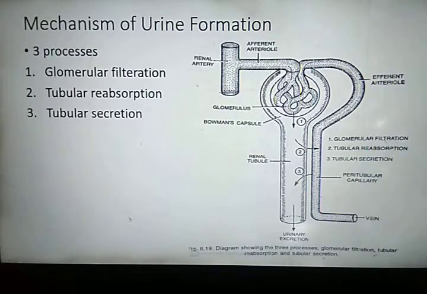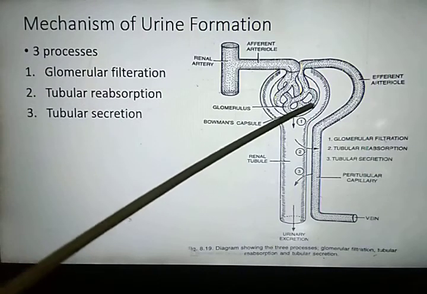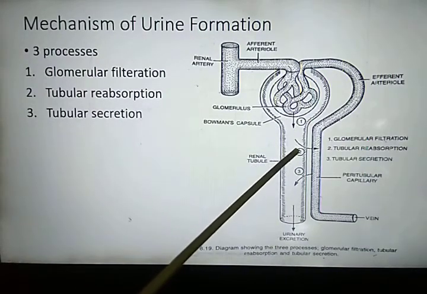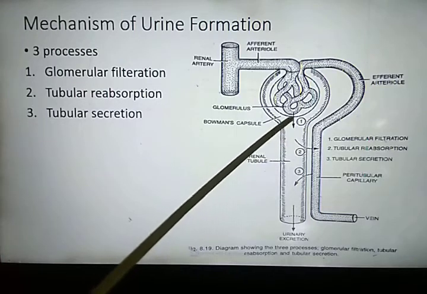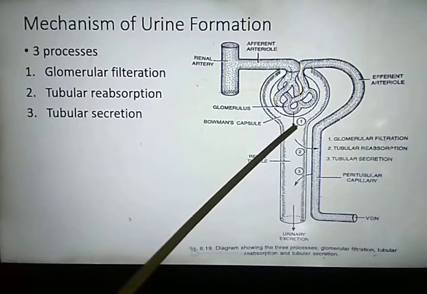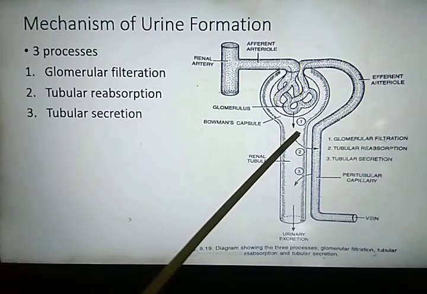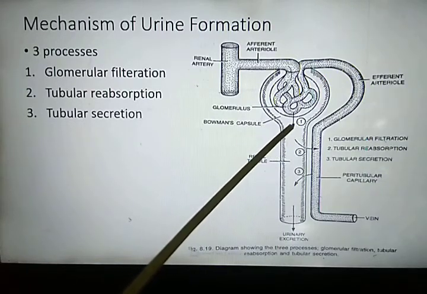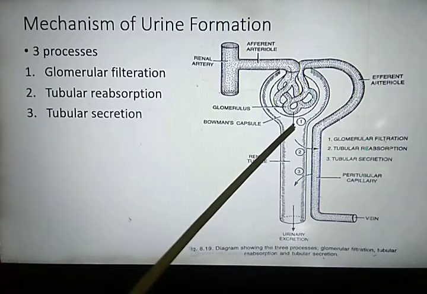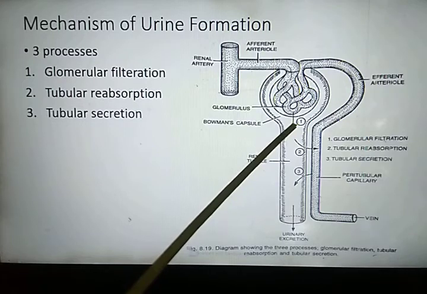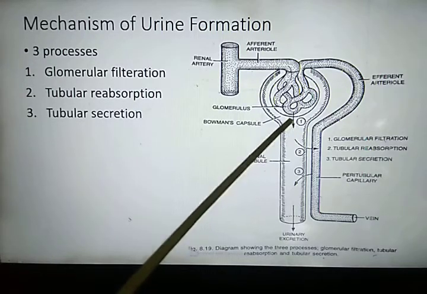The amount of filtrate formed by the kidneys per minute, I repeat, the amount of filtrate formed by the kidney per minute is called glomerular filtration rate, GFR. So the amount of filtrate which is formed by the kidney in 1 minute is known as glomerular filtration rate, GFR, and it is approximately 125 ml per minute.